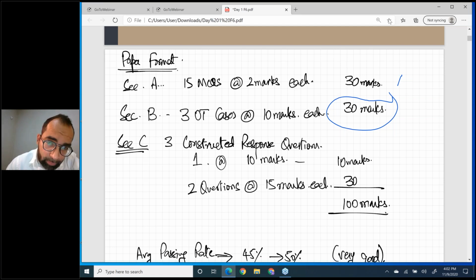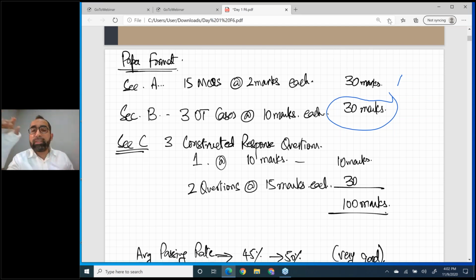Now Section C. In Section C, you have to do presentation. In Sections A and B, no presentation is required. You just have to tick, and you can clear. Section C is the constructed response area, CRA. You will have 3 questions in Section C: 1 question at the rate of 10 marks, and 2 questions of 15 marks each. Now the question is, from where will this 10 marks question come? This may come from any area, like losses, tax planning, NIC, any area. That's the wish of the examiner.